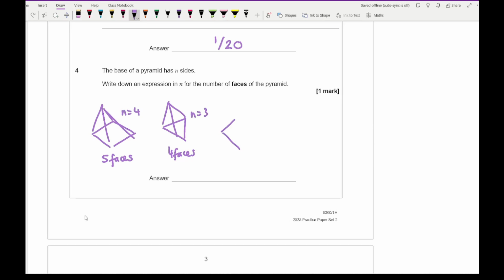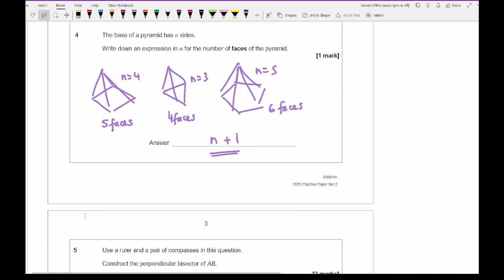And if we had a pentagon base pyramid, we're looking at when n equals 5, and here we've got 6 faces. So if we had n sides, then to get the number of faces we just need to add 1. So the expression is going to be n plus 1.